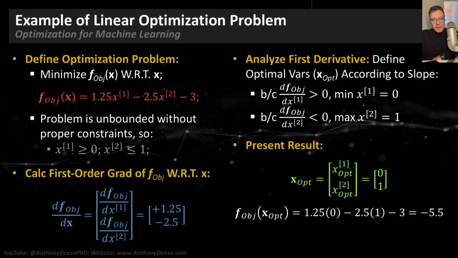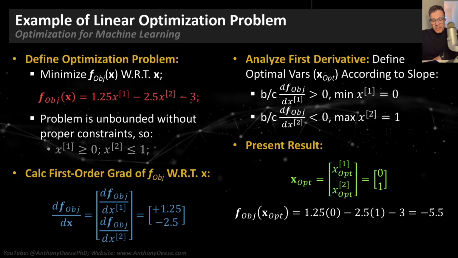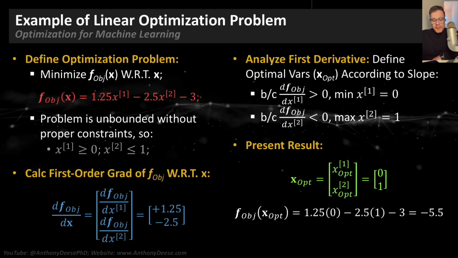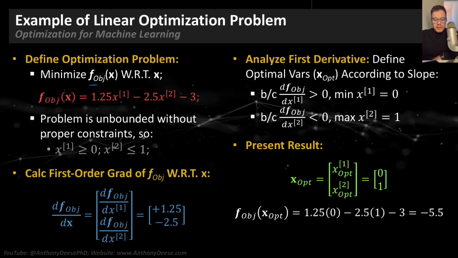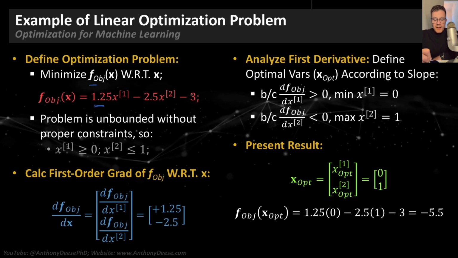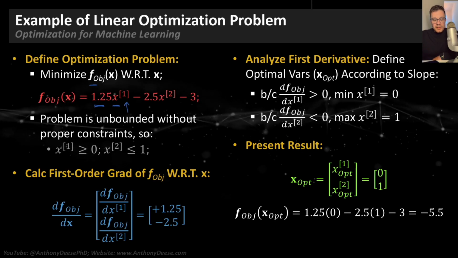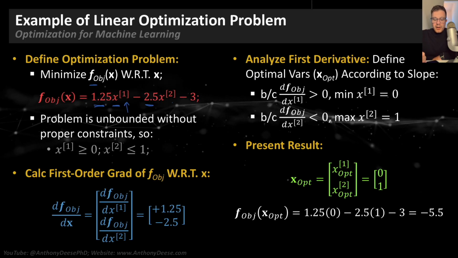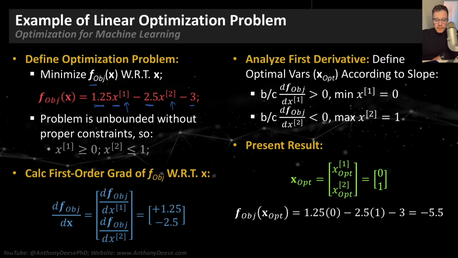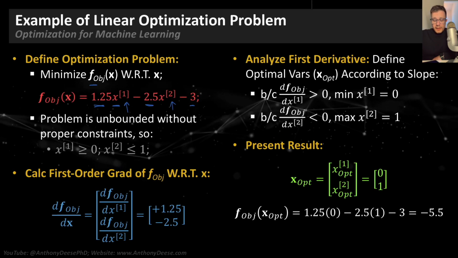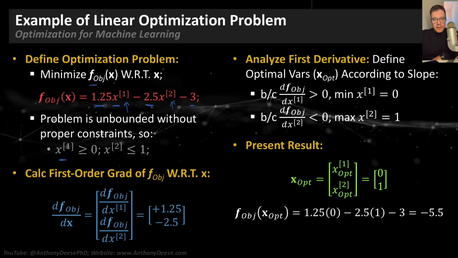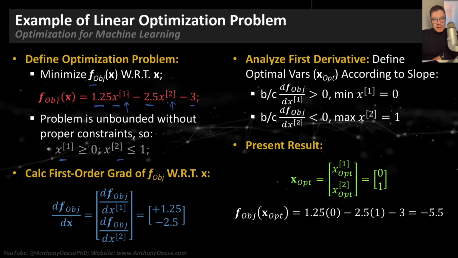Next, let's take a look at an example of a linear optimization problem. The first thing we need to do is define our optimization problem. For this, we want to minimize an objective function with respect to x, and this function is defined as 1.25 times x1. This is merely an index, minus 2.5 times x2, again an index, minus 3. Now this problem is unbounded if we don't institute proper constraints, so we're going to define those here. x1 must be greater than or equal to 0, and x2 must be less than or equal to 1.